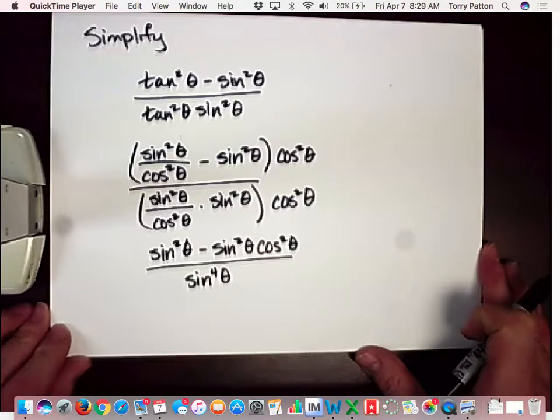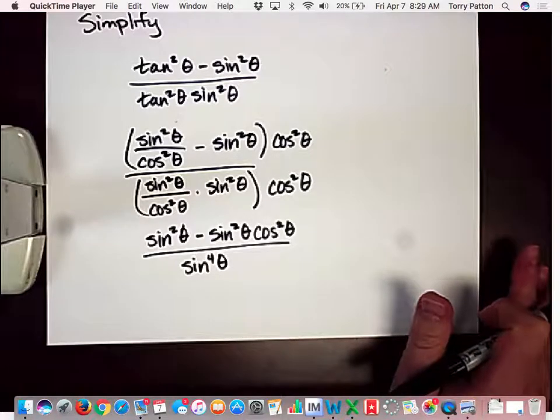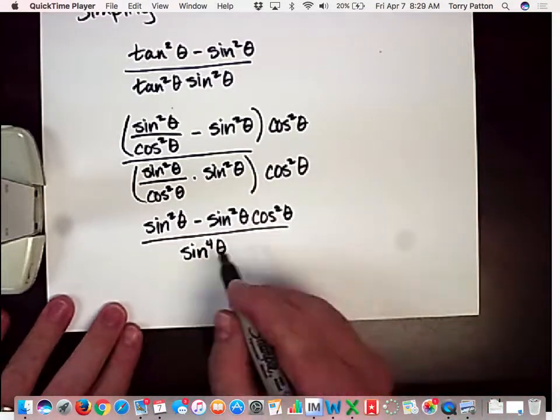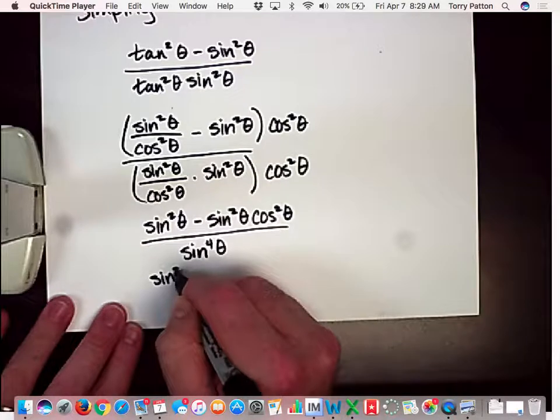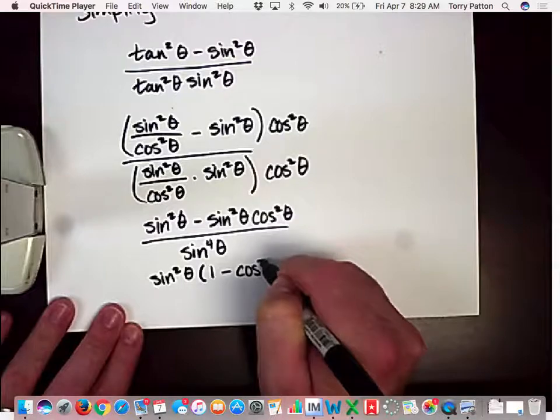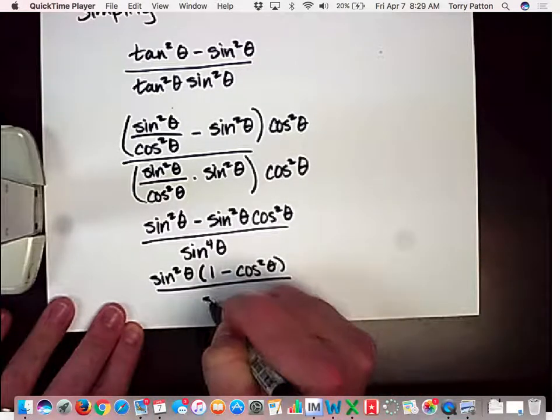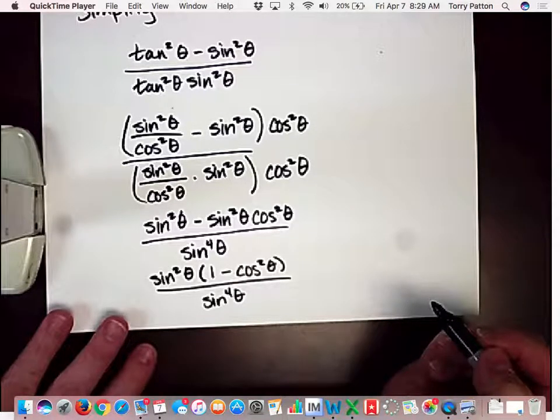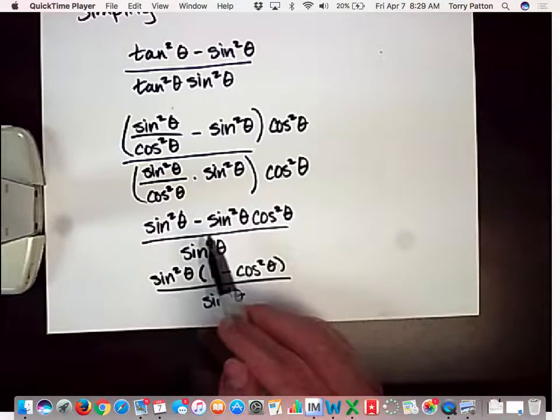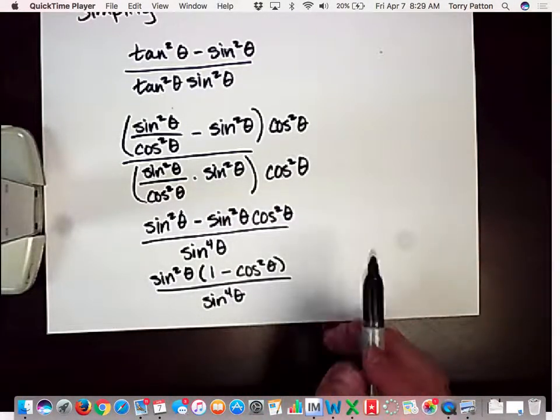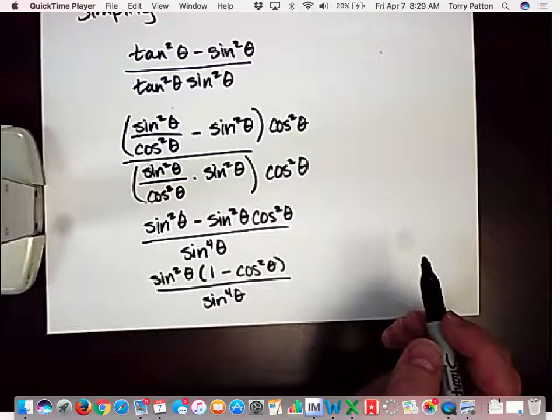All right? So on the top, we could factor out a sine squared, right? If you factor out a sine squared theta, what do you have? You have 1 minus cosine squared theta. Right? Because sine squared times 1 would be sine squared, times cosine squared is that. Well, what is 1 minus cosine squared?